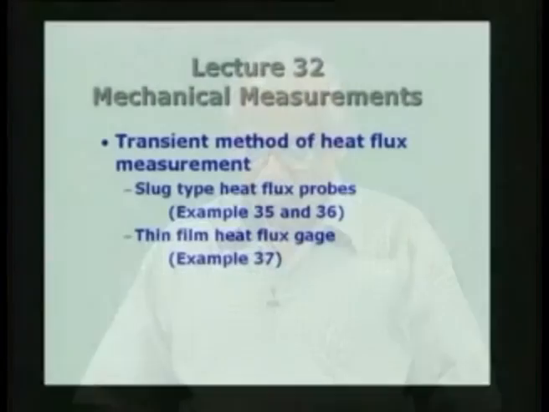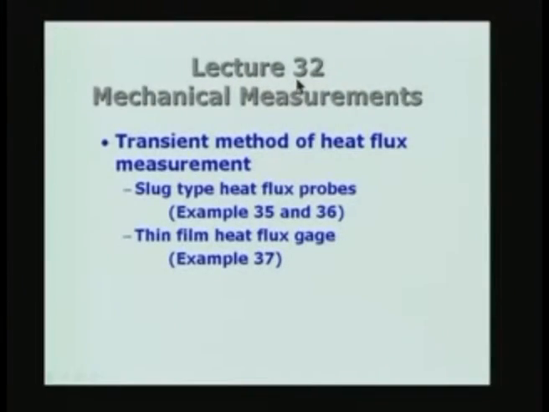So, this will be lecture number 32 on our ongoing series on mechanical measurements. We have been discussing in the last couple of lectures the details about how to measure heat flux, and we have in fact looked at a few of them, and the transient method of heat flux measurement happens to be one of the important techniques which is useful in practice.